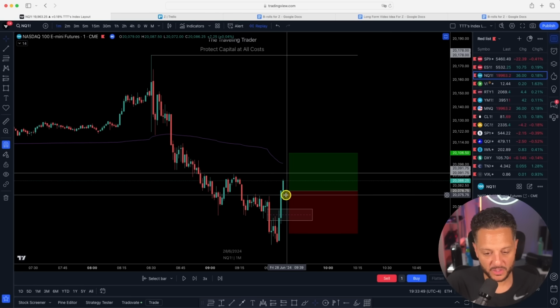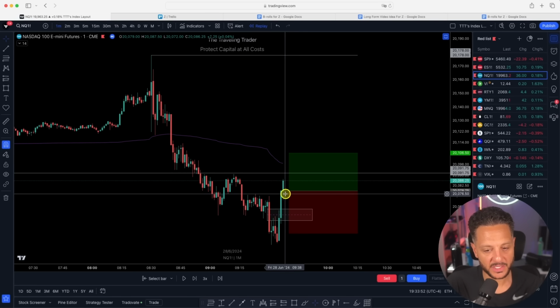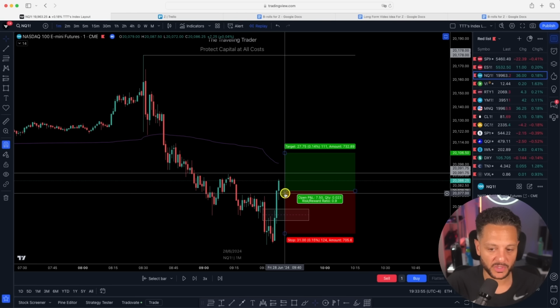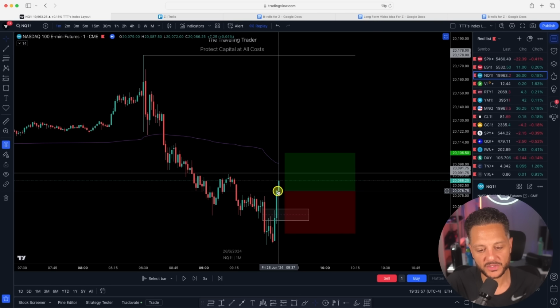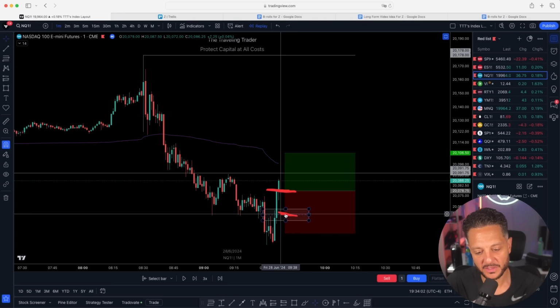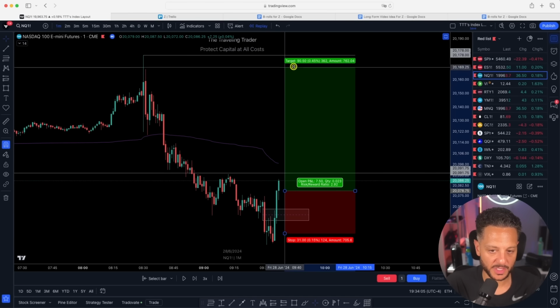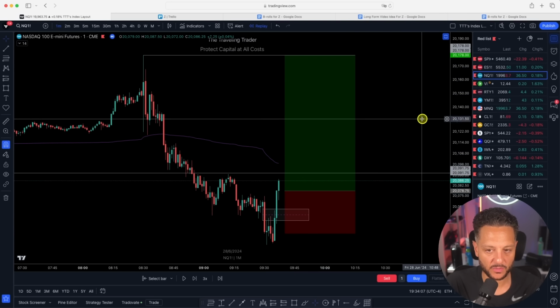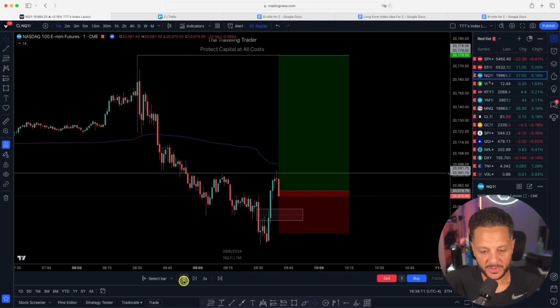So in my view, you should enter maybe MNQ contracts. If entering multiple NQ contracts is too much for you, you should enter MNQ and ladder them, where you would enter half here and half here, right? It all depends on your budget. But in this case, this is a 3-to-1 trade right here. Let's see what happens. There you go.